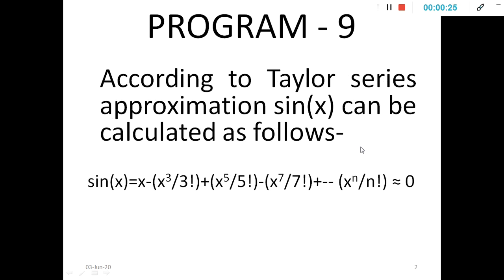According to Taylor series approximation, sin x, where x is a degree value, can be calculated using the following formula: sin x equals x minus x cube divided by 3 factorial plus x^5 divided by 5 factorial minus x^7 divided by 7 factorial, up to x^n divided by n factorial, up to the approximation of 0.